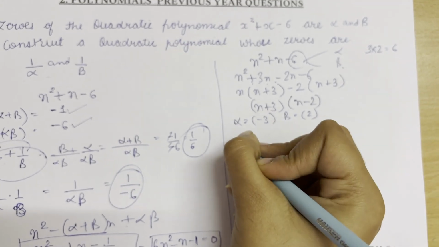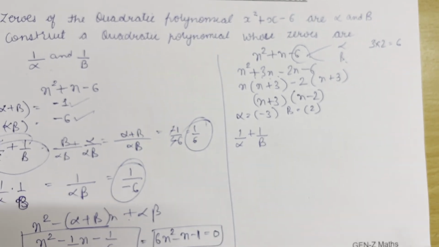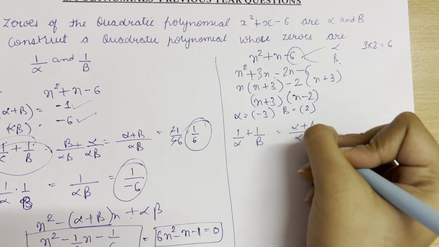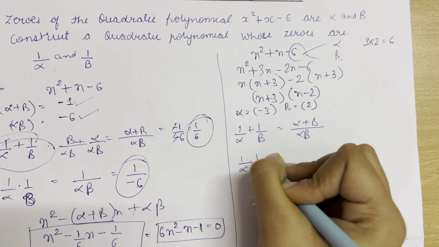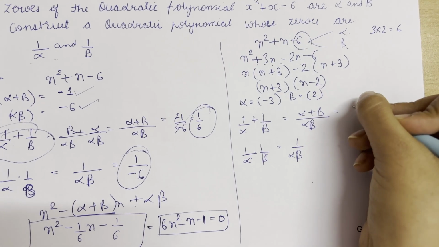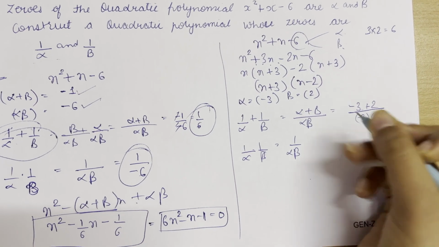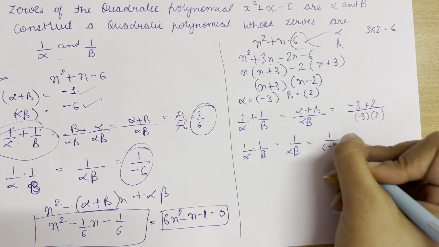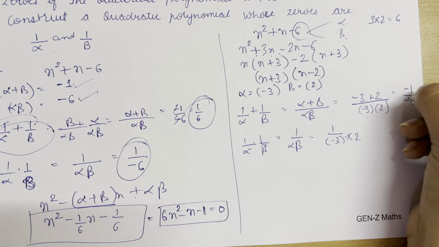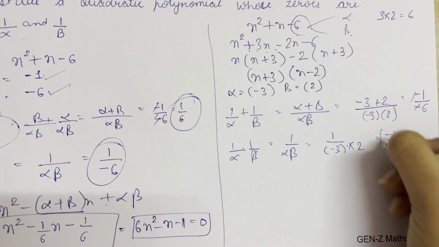Now I'll find the sum of the zeros, 1 upon alpha plus 1 upon beta. Again I'll need to take the LCM, which will be alpha plus beta upon alpha beta, and the product of these two will be equal to 1 upon alpha into beta. So alpha plus beta can be written as minus 3 plus 2 upon minus 3 into plus 2. Here it is 1 upon minus 3 into 2. So this value will be minus 1 upon minus 6, minus minus cancelled, equal to 1 by 6. This value will be equal to minus 1 by 6.